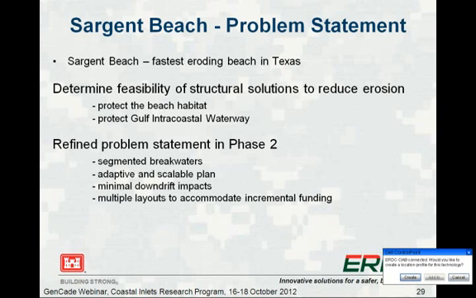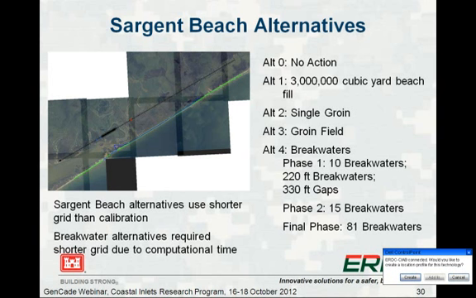In Phase 2, we needed to refine our problem statement based on the sponsor's input. I'm going to talk about Phase 1, but I also want to talk about Phase 2. This included segmented breakwaters. We wanted to do an adaptive and scalable plan. We wanted to have minimal downdrift impacts. And then we also wanted to have multiple layouts to accommodate incremental funding. So here's a listing of all of our alternatives. We looked at beach fills. We also looked at a single groin, a groin field, as well as breakwaters.